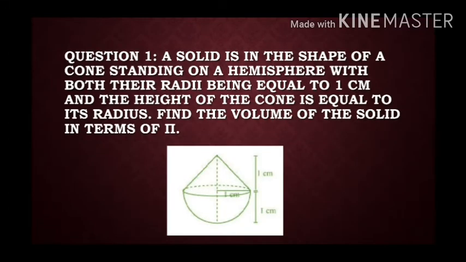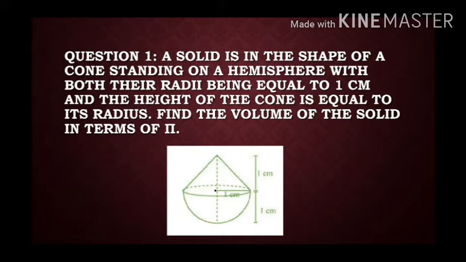The question is, a solid is in the shape of a cone standing on a hemisphere with both their radii being equal to 1 centimeter and the height of the cone is equal to its radius. Find the volume of the solid in terms of pi. As you can see in the figure, this is the total shape. This cone is standing over the hemisphere.